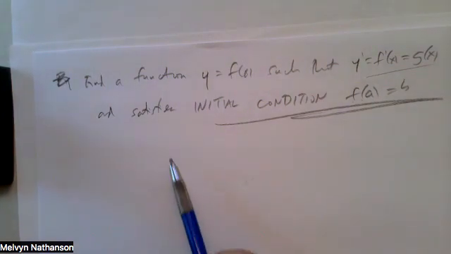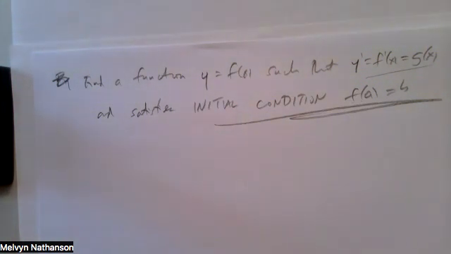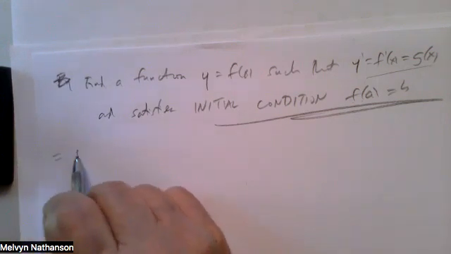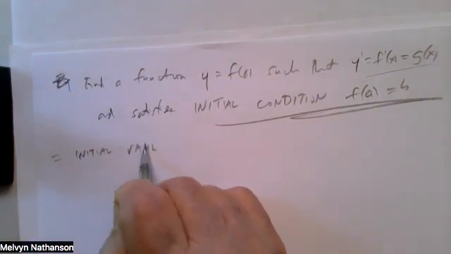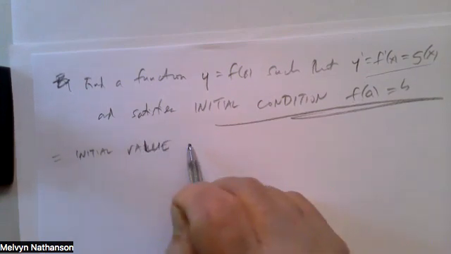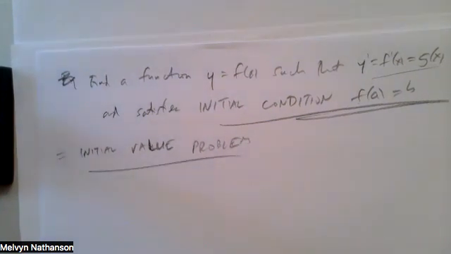So that's what we want to do. So this is a differential equation with an initial condition. It's sometimes called an initial value problem. So we have a differential equation or an antiderivative we want to compute, and we want it also to satisfy some conditions.